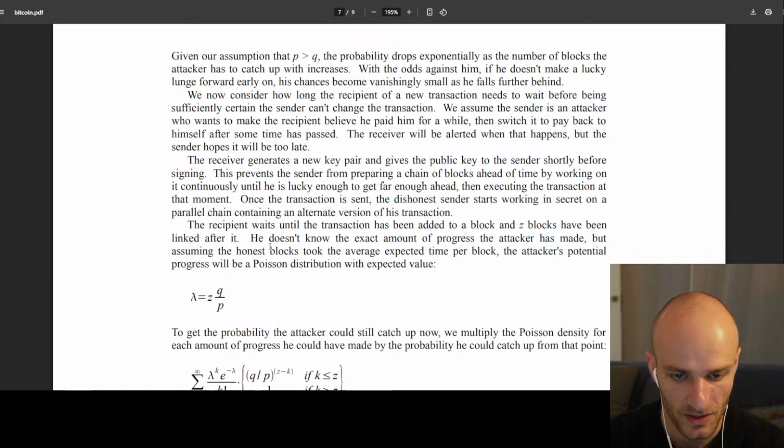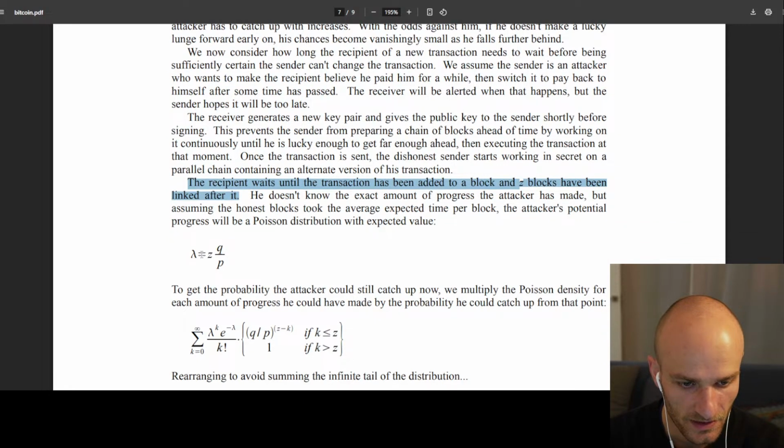The recipient waits until the transaction has been added to a block and Z blocks have been linked after it. He doesn't know the exact amount of progress the attacker has made, but assuming the honest blocks took the average expected time per block, the attacker's potential progress will be a Poisson distribution with expected value lambda equals z q over p.